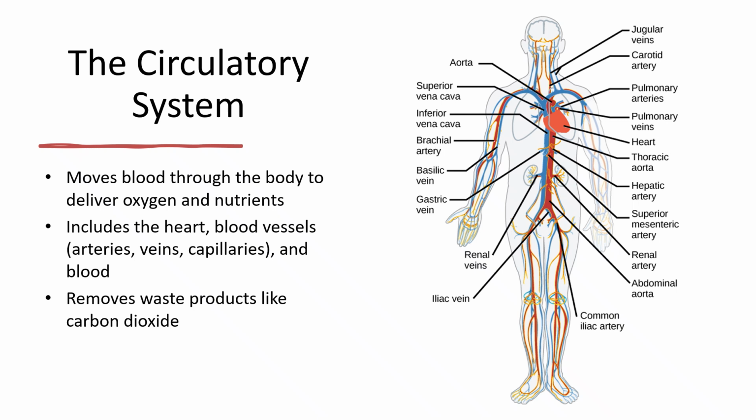The circulatory system delivers oxygen and nutrients to the body's cells and removes waste. It includes the heart, blood vessels, like the arteries, veins, and capillaries, and the blood itself.